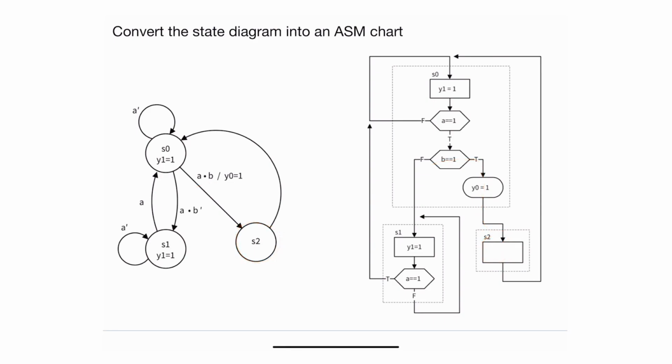But I have a Mealy output in here, and that's why I put Y0 equals 1 within the conditional output box. The same goes here. If A is asserted but B is not asserted, I'm going to S1, and that's exactly what happened. You can follow the rest of them as well. It's basically the ASM chart. So these two representations represent the same exact finite state machine. This one resembles a flow chart, so it might be easier for us as humans to follow.